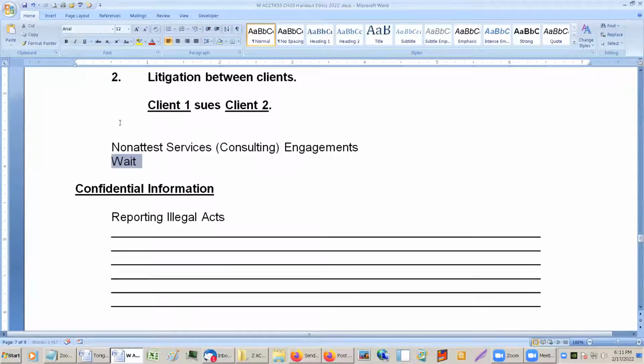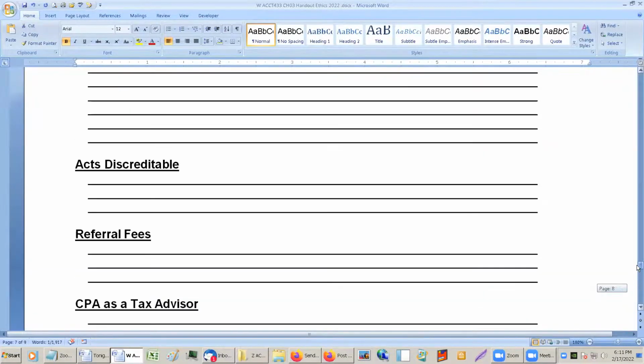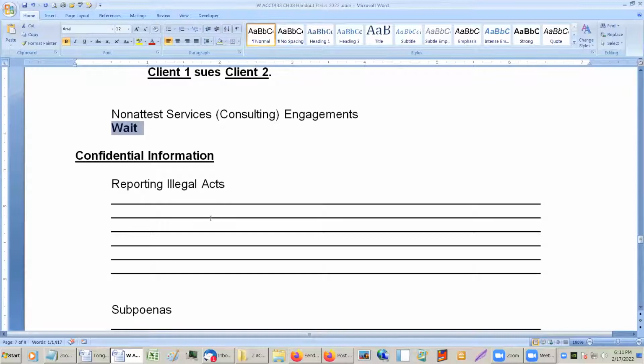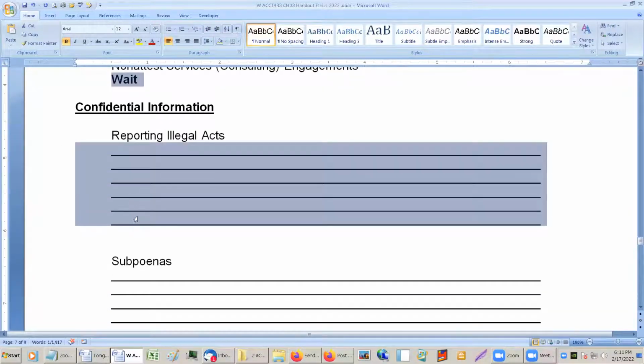I'll show you why I'm waiting on it, because there's a whole section on it. This last section, the whole thing is on it. So rather than bore you twice, I'm only going to bore you once with it. Reporting illegal acts, I think we've already talked about.